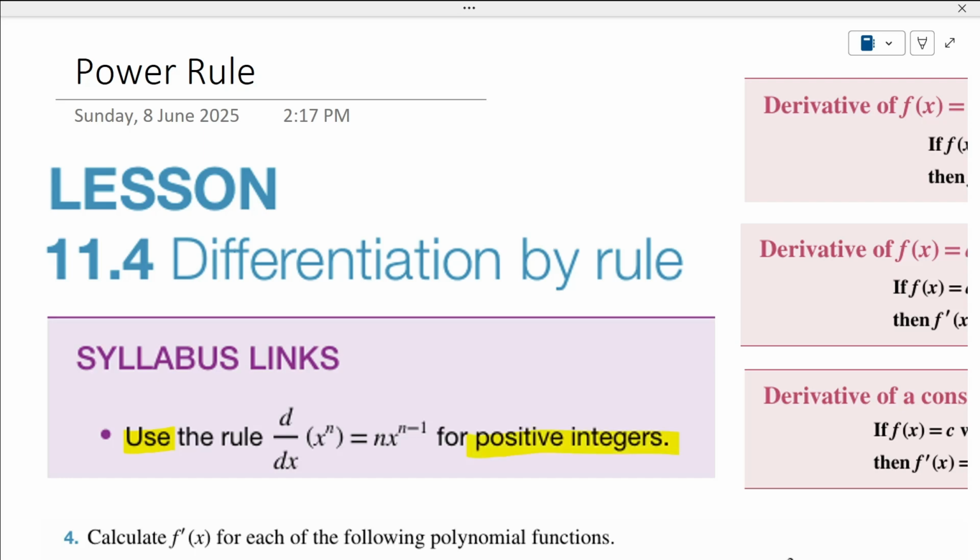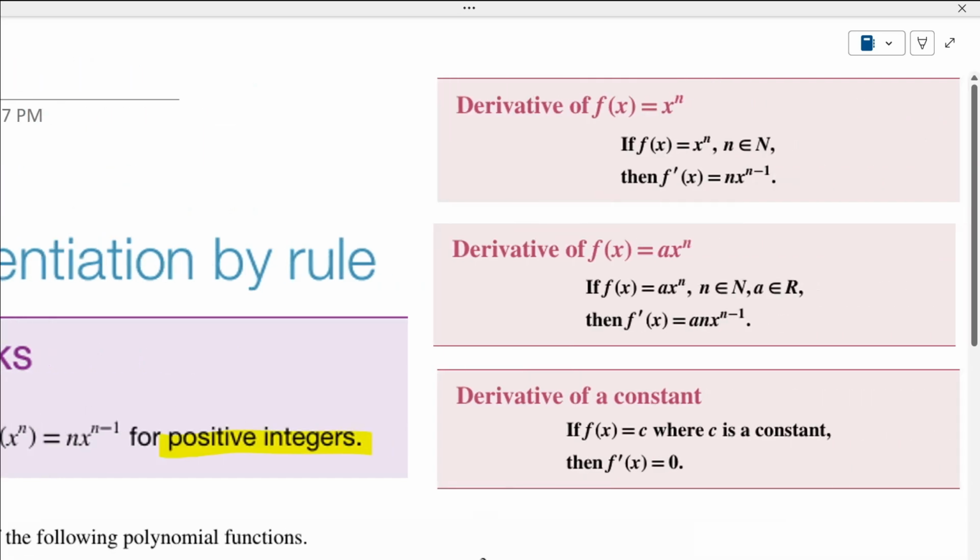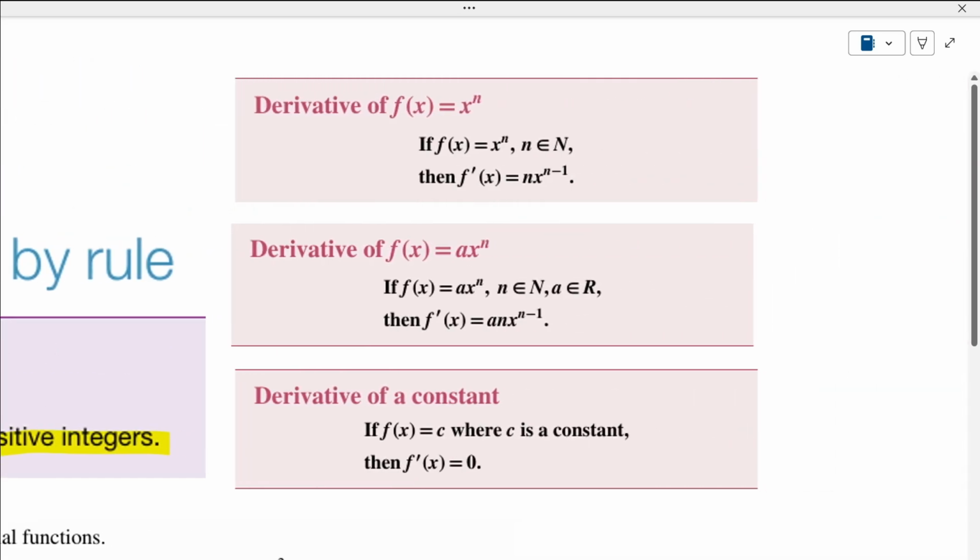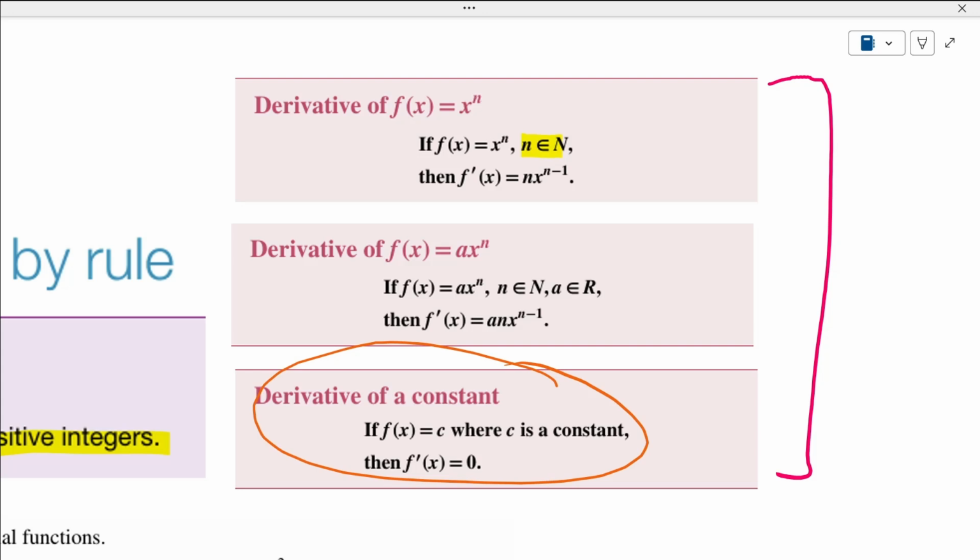Alright, so when you look at that, it may not make a lot of sense. What the textbook has actually given us is these three formulas that we need to work with to use the power rule in order to differentiate functions. But the main thing you need to take out of this is that n has to be an element of the natural numbers, and also when you're differentiating a constant, for example f of x equals c, f dash of x is going to be 0. So this is just something important to take into consideration as we go through the problems.